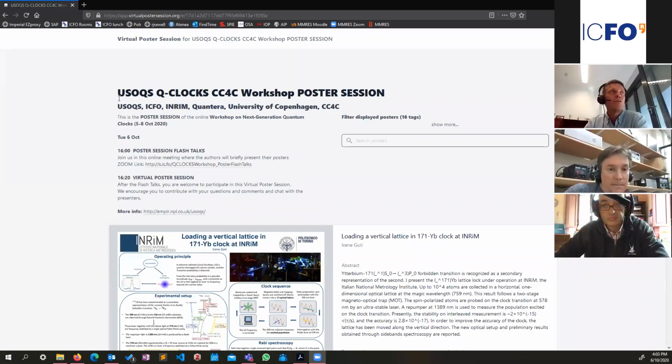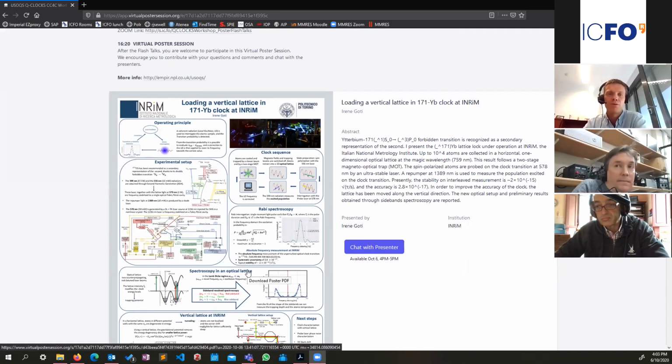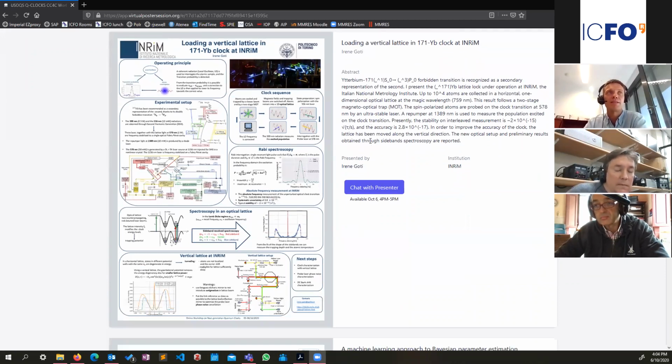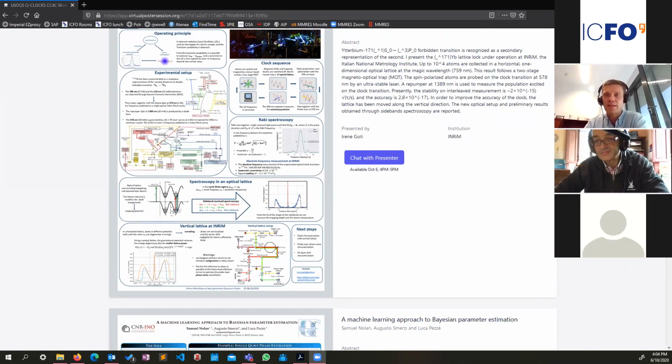So I share my screen with you here, and you'll see a website for the poster session for this afternoon. On this website, you will see a whole series of posters which have been put up by the presenters, with an abstract, the name of the presenter, the group that they're working with, and a link here in purple that says chat with presenter. Please don't click on those links now, but those links will be important for the poster session.